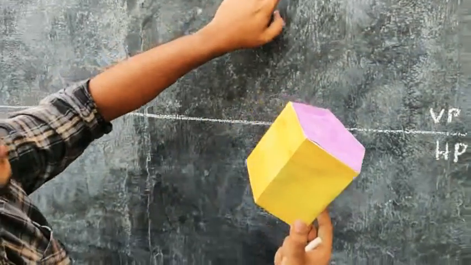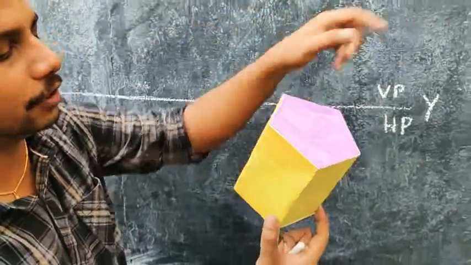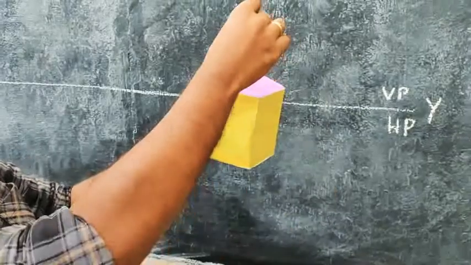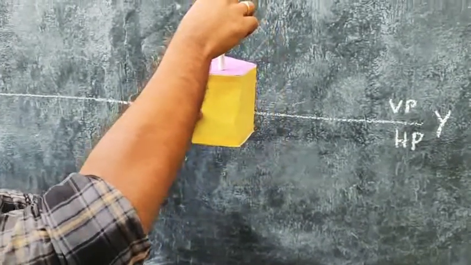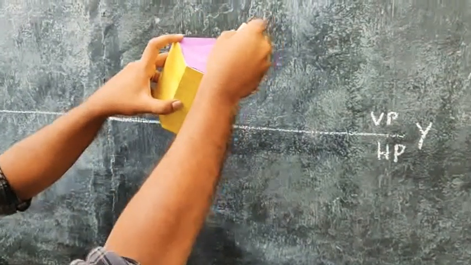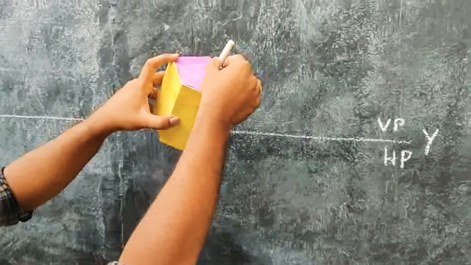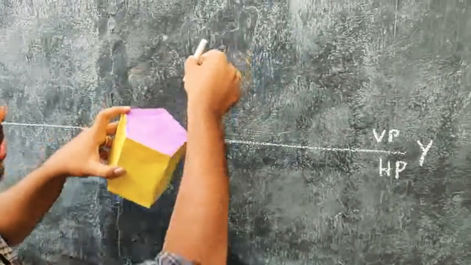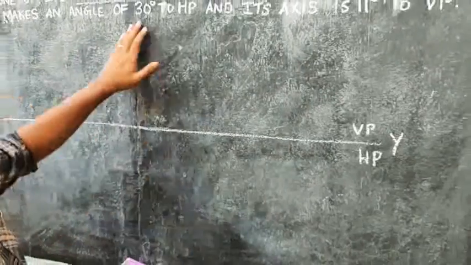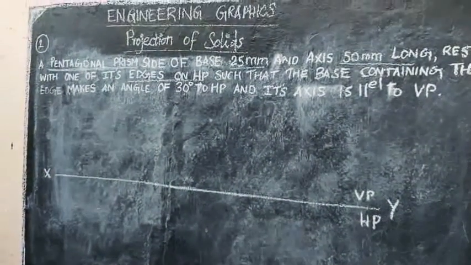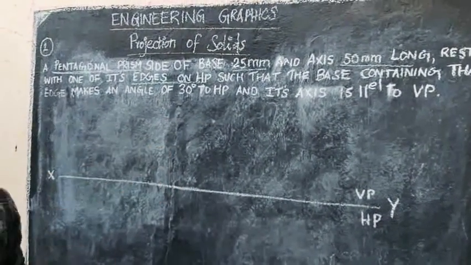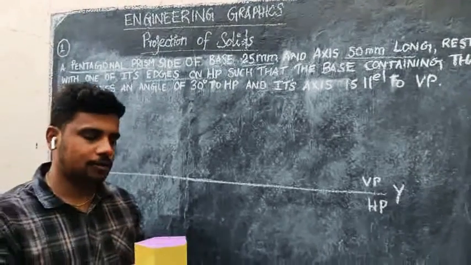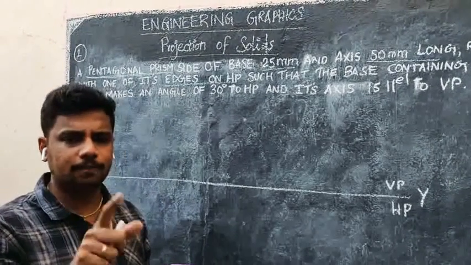Also its axis is parallel to VP. This object has an axis at the center. Whatever inclination you give with respect to HP, the axis is always parallel to your VP. Here the angle of inclination is 30 degrees. For this problem, the first thing you have to do is make your simple position first.